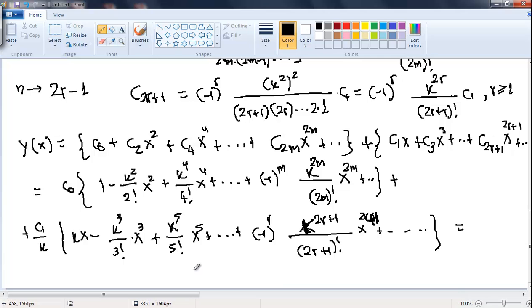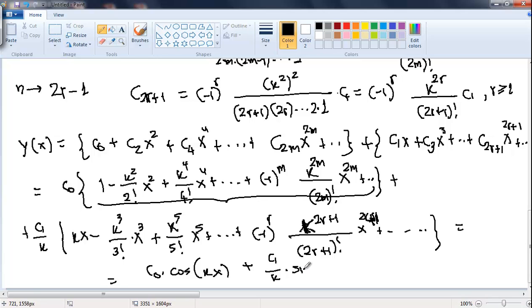So what we see here, if we remember the Taylor expansion, this Taylor expansion actually is cosine of kx, and that Taylor expansion here is sine of kx. So this is the general form of the solution that coincides with the form we take when we use the normal theory of differential equations with constant coefficients.